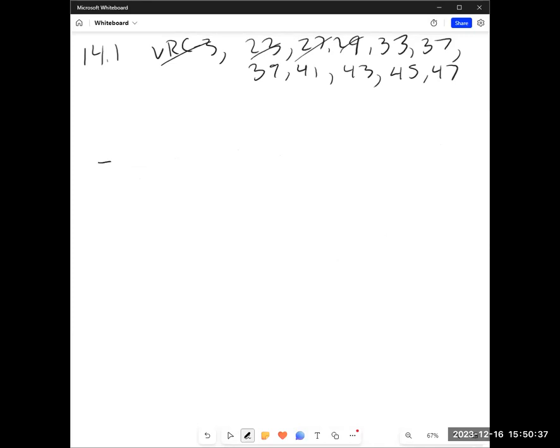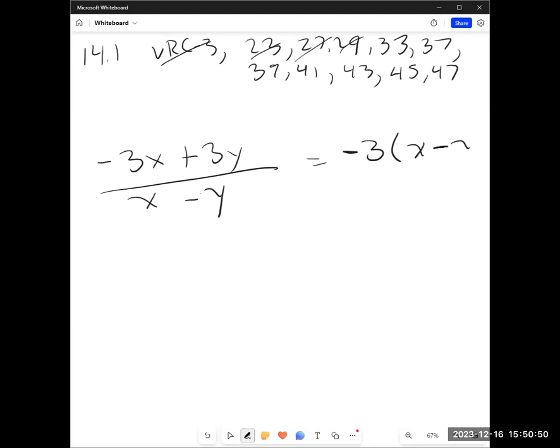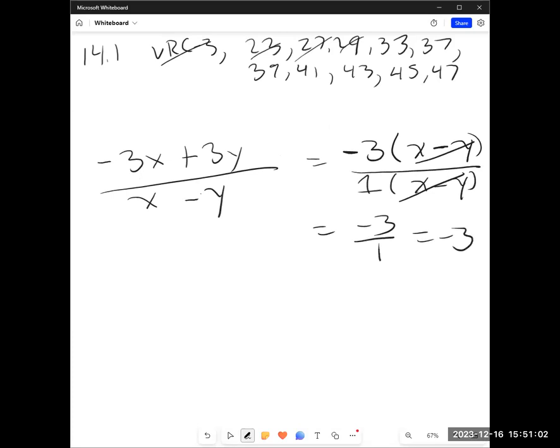Now I have a negative 3x plus 3y over x minus y. My greatest common factor in the top, I'll pull out a -3, which will make an x minus y. Then this is an invisible 1, x minus y. And the x minus y's will cancel and leave me with -3 over 1, which is a -3.